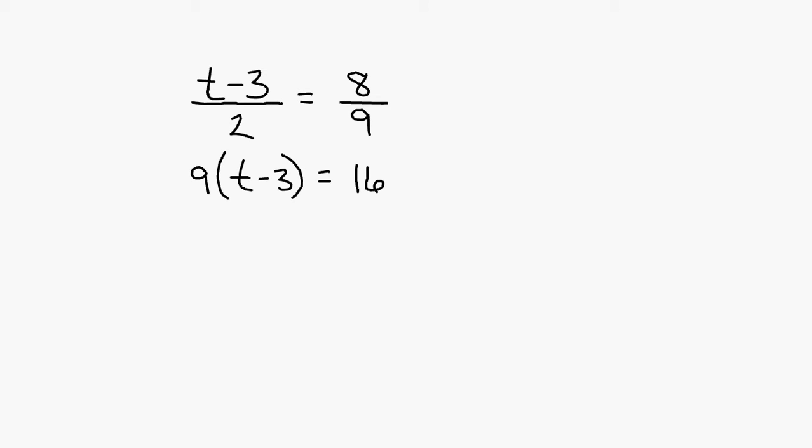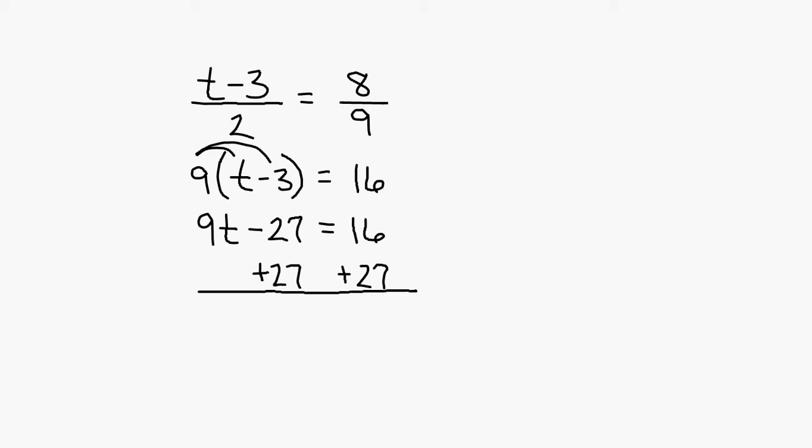So now you have to do the distributive property. So 9 times t is 9t. And 9 times negative 3 is negative 27. Still equal to 16. You would add 27 to both sides. So 9t is going to equal 43.